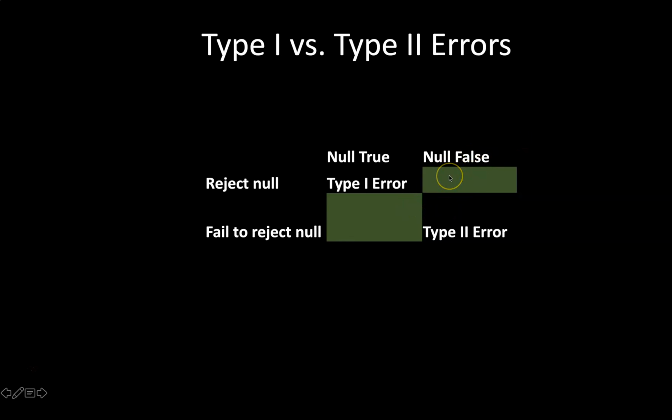So very good. And then the last possibility is you fail to reject the null hypothesis when the null hypothesis is actually false, and this is a type 2 error. Basically what this means is there's a difference between the two groups. However, you didn't actually find it.